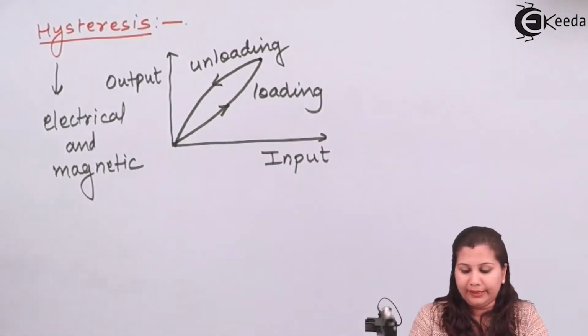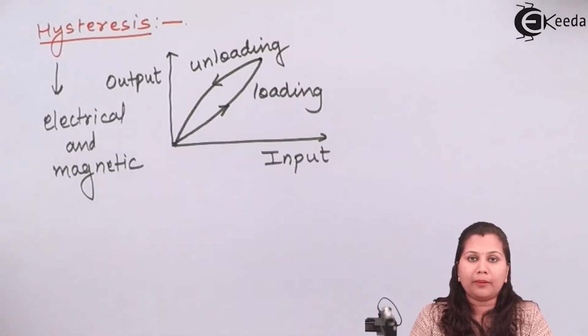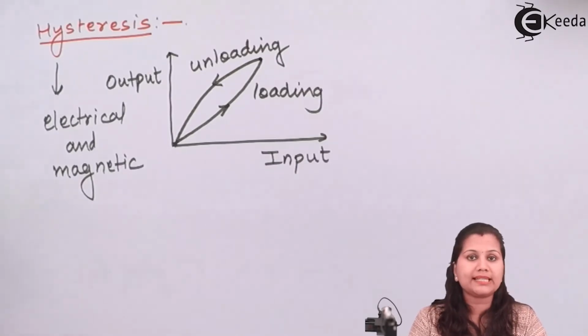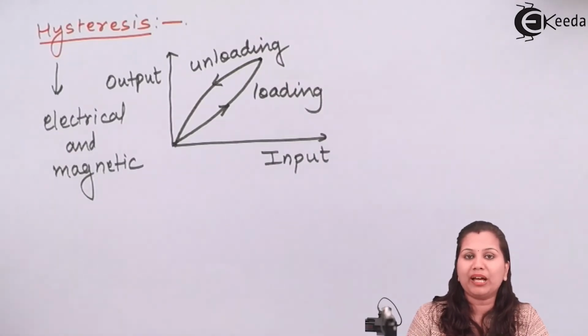So in this video, we studied the various types of static characteristics which are present in an instrument. We studied characteristics like accuracy, precision, bias, hysteresis, tolerance, range, resolution, threshold, reproducibility, repeatability, and drift. So all these static characteristics were explained in this video. I hope that this topic is clear to you. Thank you.